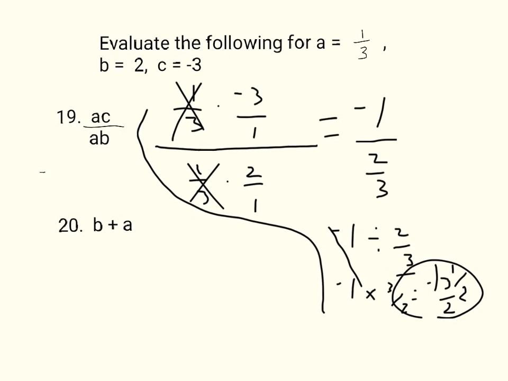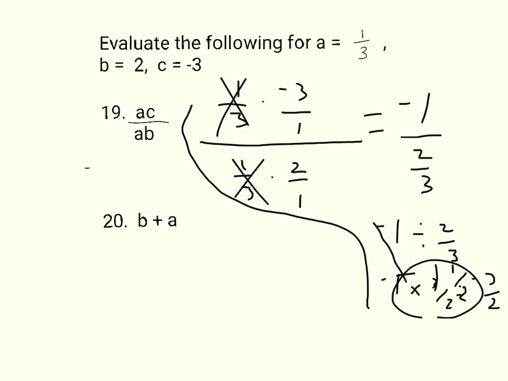Sorry about that. And the simple problem, number 20, b plus a is 2 plus 1/3. Well, compared to 19, how easy can it get? 2 1/3.